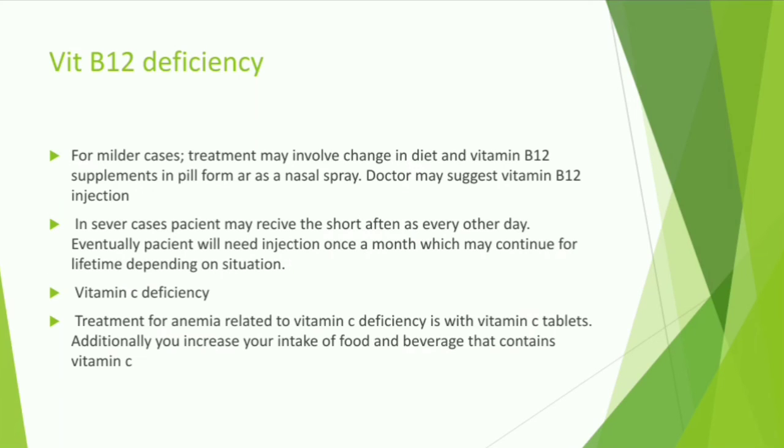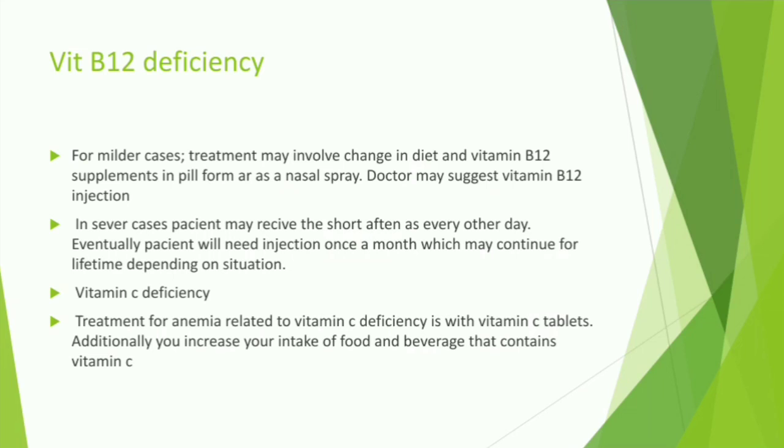Vitamin B12 deficiency. For milder cases, treatment may involve a change in diet and vitamin B12 supplements in pill form or as a nasal spray. The doctor may suggest vitamin B12 injections. In severe cases, the patient may receive the shot as often as every other day. Eventually, patients will need an injection once a month, which may continue for a lifetime depending on the situation. Vitamin C deficiency: treatment for anemia related to vitamin C deficiency involves vitamin C tablets. Additionally, you should increase your intake of food and beverages that contain vitamin C.